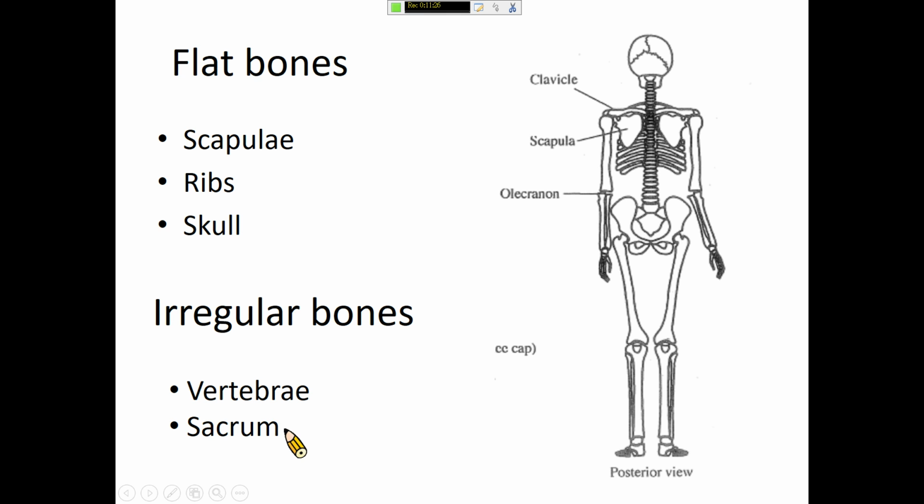Vertebra. Each of these is one vertebra. It looks like this. Okay, we'll look at this in more detail. It looks really like this. And then sacrum. Okay. Irregular.